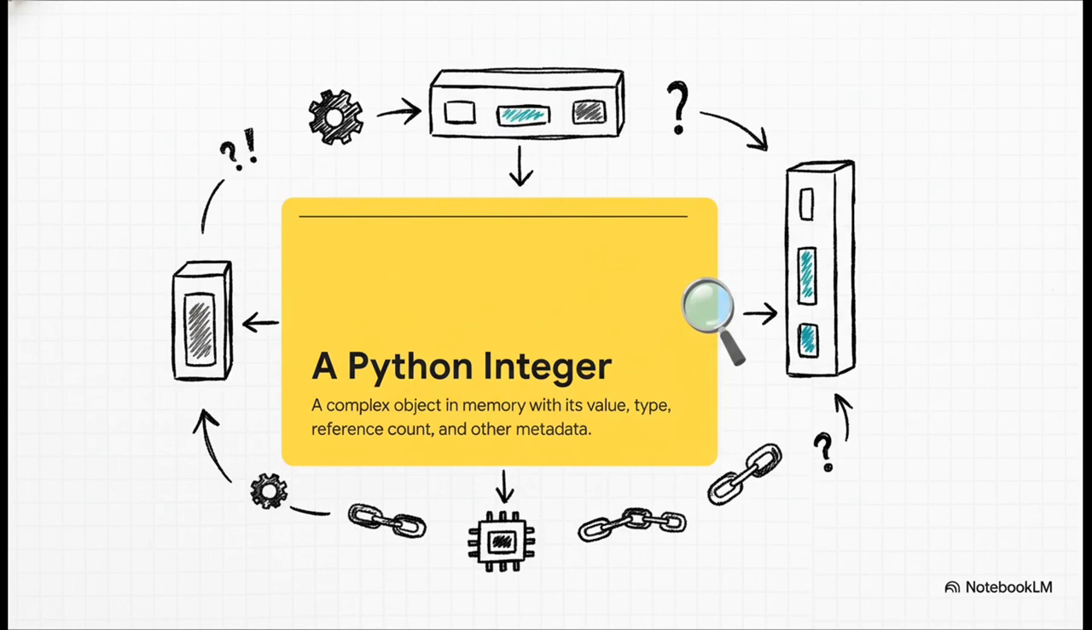So get this, in Python, a number like 5 isn't just the number 5. No way. It's a whole object, a PyObject that comes with all this extra baggage. It knows its type, how many things are pointing to it, its size, all of that is overhead. And when you're doing something millions of times, that overhead really adds up.